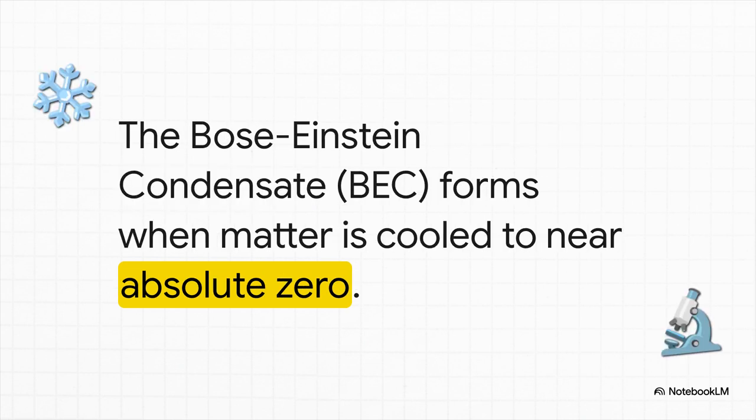But what if we go the other way? Not super hot, but super, super cold. There, we find a fifth state, the Bose-Einstein condensate, or BEC for short. This happens when you cool certain types of particles down to just a tiny fraction of a degree above absolute zero, the coldest possible temperature in the universe. At that point, the particles kind of lose their individuality and start acting together as one single giant superatom.